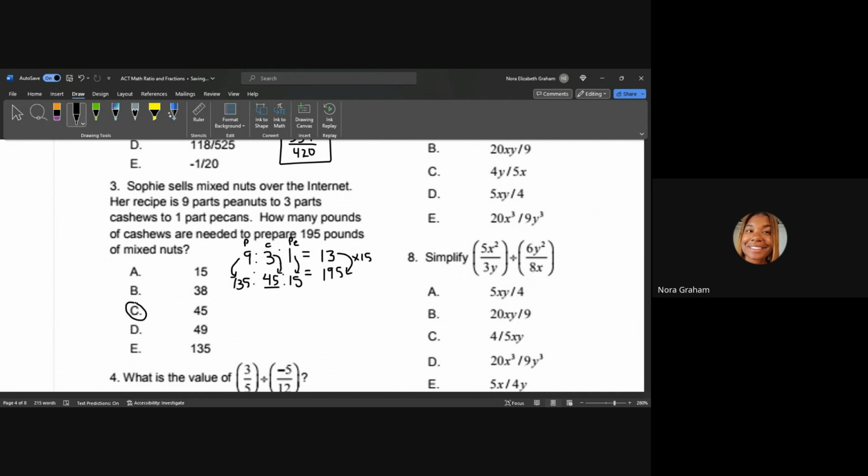And that's how you would set up your ratio problems. Just see how you get from one ratio to the other. Like, what did I multiply that 13 by to get to 195? And that's mostly how they work. Okay. So let's go on to number 4.